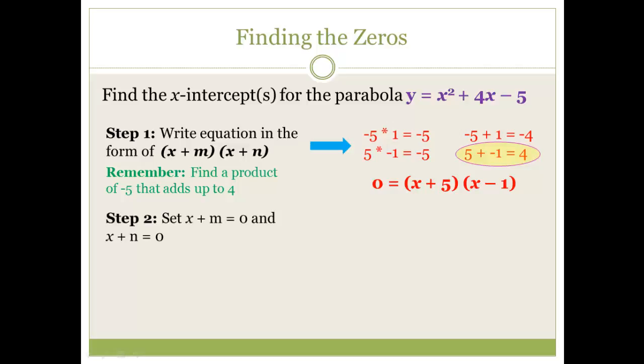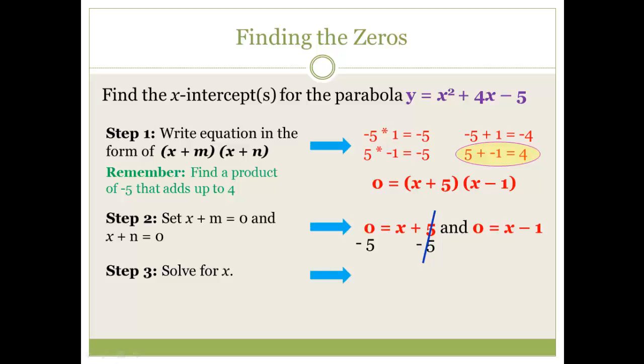To find the zeros, set each parentheses equal to 0. You have 0 equals x plus 5 and 0 equals x minus 1. Now solve each equation for x. For 0 equals x plus 5, subtract 5 from each side. The 5 will cancel out on the right side.